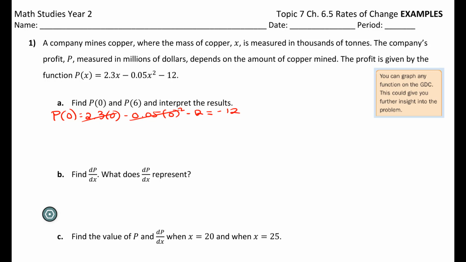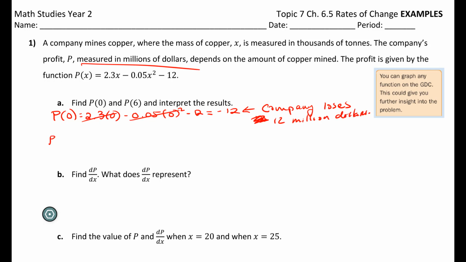So what happens when the company mines 0 tons of copper? Well, they lose negative 12. Negative 12, what? Millions of dollars. So here we can say the company doesn't do so hot if it doesn't mine at all. The company loses $12 million.